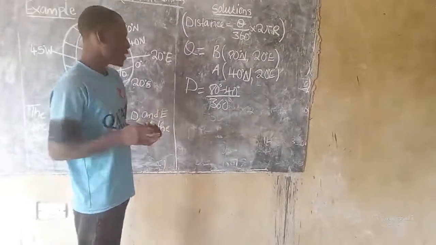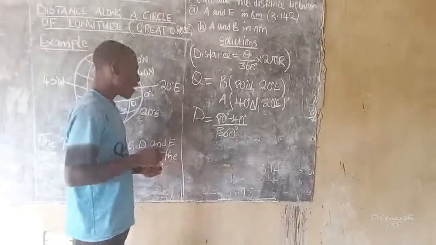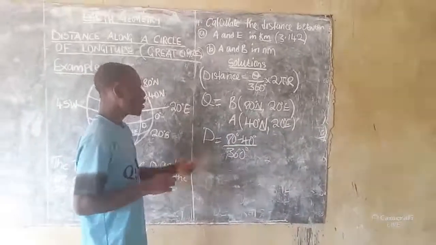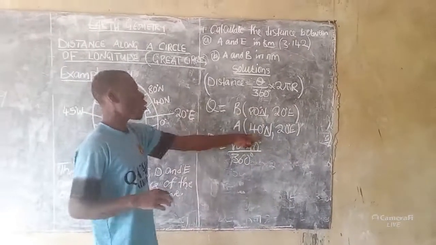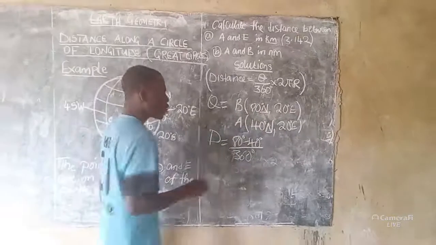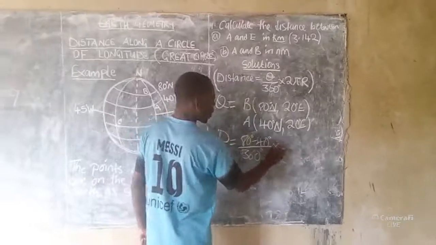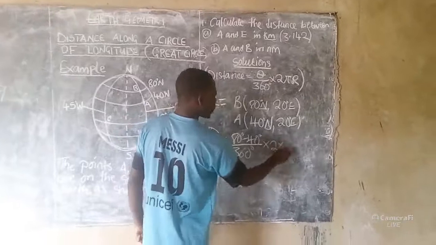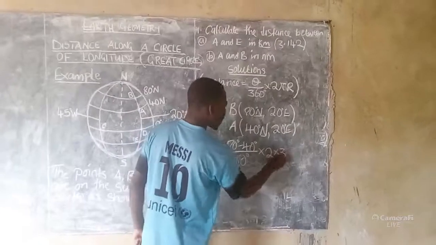There I added, but here I've subtracted. The reason is we have the same poles, north poles. Okay, so I'll write 2 times what is my pi?